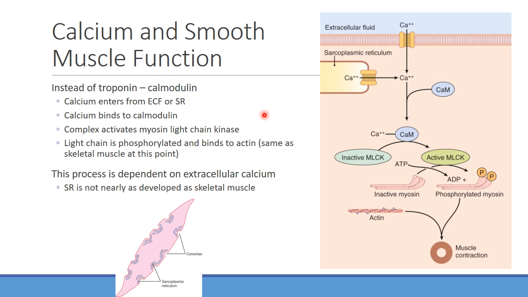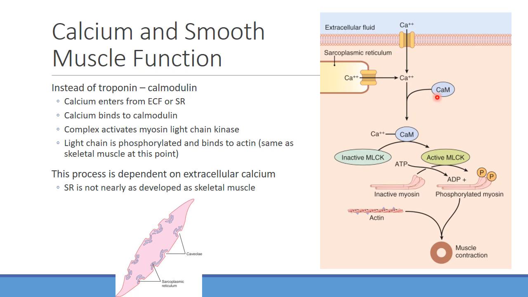So how does this occur? Instead of troponin, we have a molecule called calmodulin. And calmodulin, as you might imagine, is going to bind to calcium. This can come from the extracellular fluid, which tends to be a much more important pathway for causing smooth muscle contraction. You're going to find that the sarcoplasmic reticulum for the smooth muscle is much less developed. You can see in the picture here that they don't really have those T tubules like we saw in skeletal muscle. They have these little caveolae, which are kind of wimpy indentations in the cell. They don't really have well-developed sarcoplasmic reticulum. You still get some calcium from there, but primarily it's going to be from the outside.